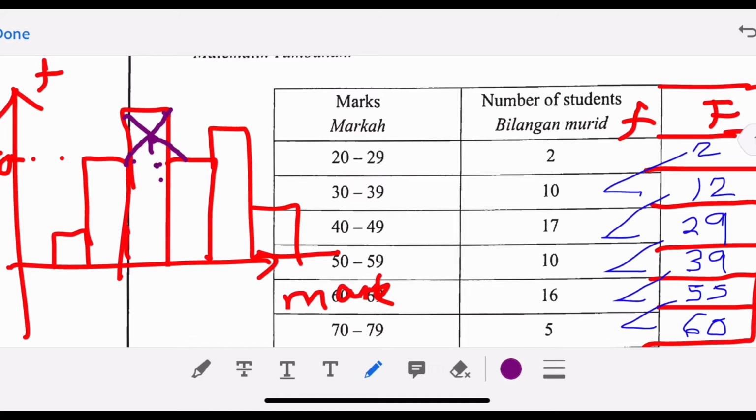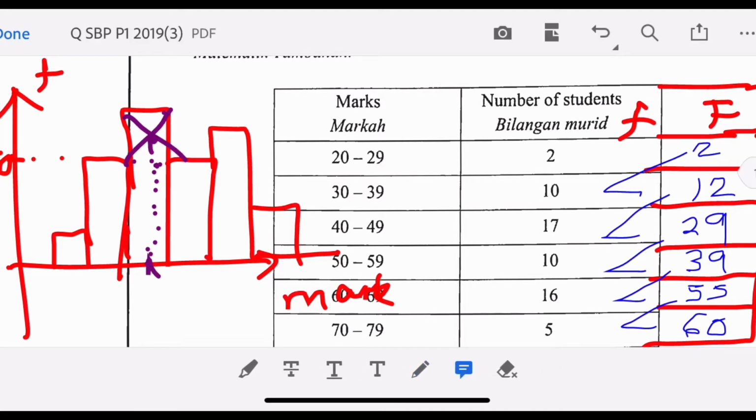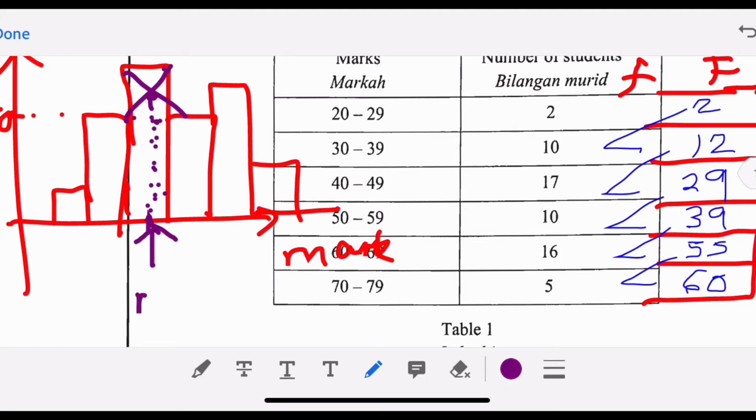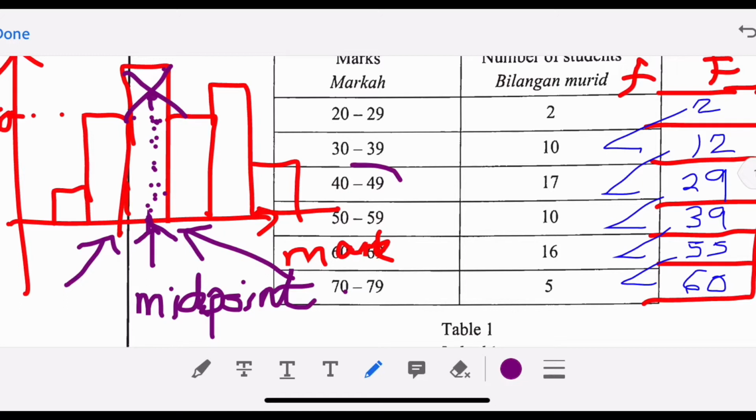After you sketch the histogram, you choose the highest frequency, which is the 40 to 49 rectangle, and then you draw the cross, like what I show in purple color. Then you find the midpoint, that is the mode actually. The mode can be found by using the lower limit 40 and upper limit 49: you add and then divide by 2. Or you can find the lower boundary and upper boundary for that modal class. The modal class means the class with the highest frequency. So now we are going to find the mode. I will circle 40 to 49, and then you can find the lower boundary, which is 39.5.